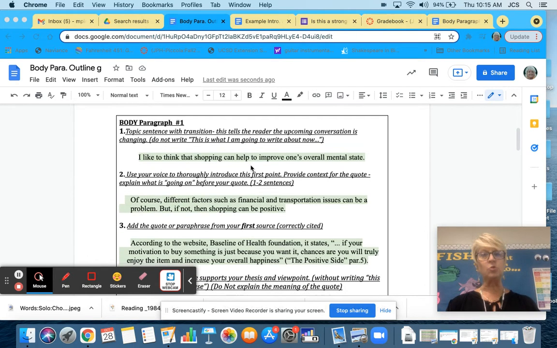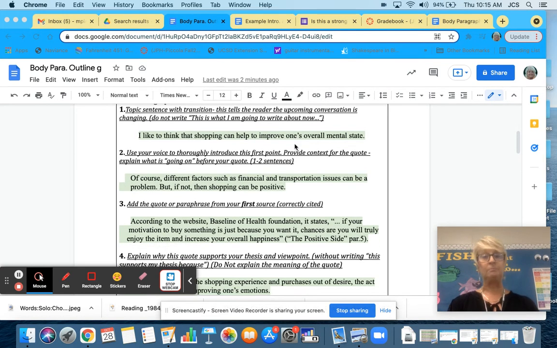Let's take a look at this organizational outline. For your body paragraph, your first sentence should be your topic sentence with a transition. This tells the reader the upcoming conversation is changing. Please do not write, "This is what I'm going to write about." Just go ahead and start communicating your paper.